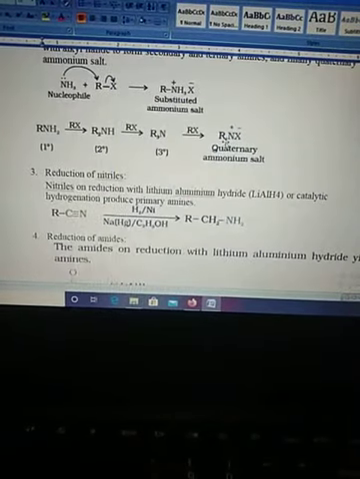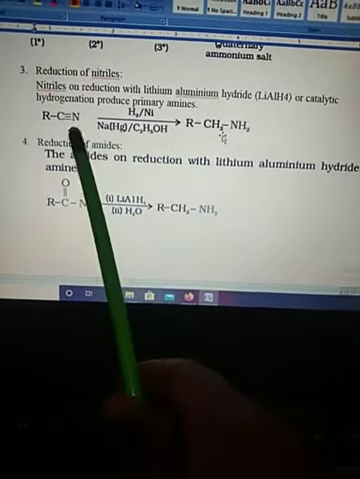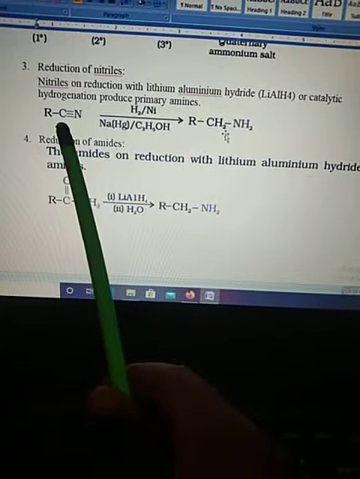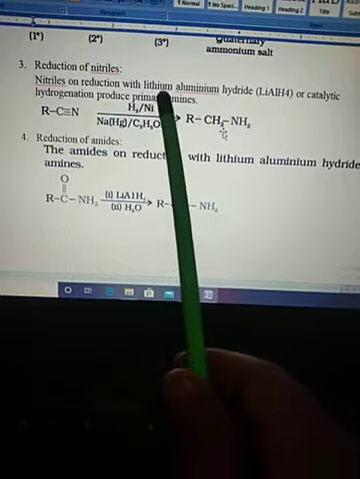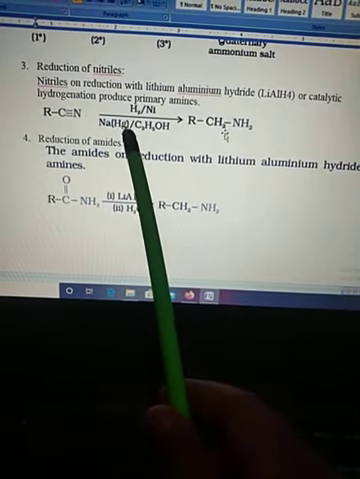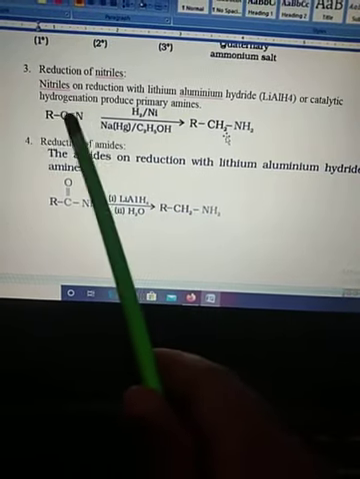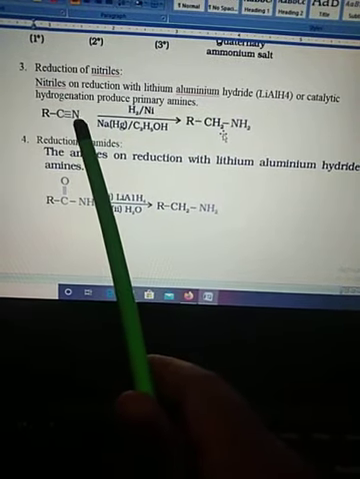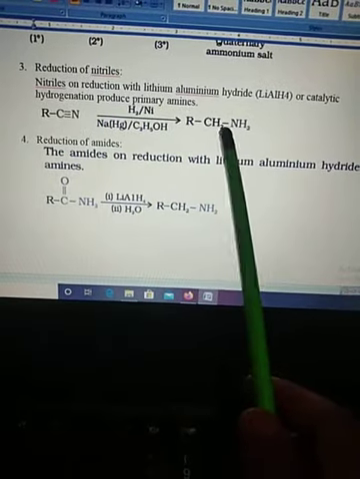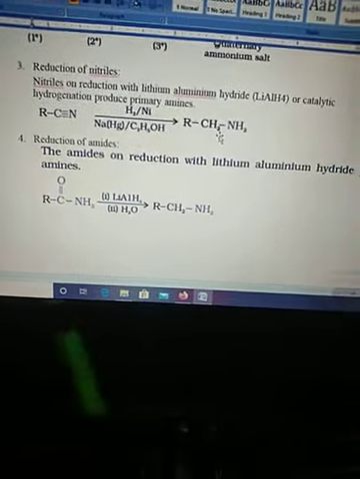The next method is reduction of nitriles. Nitriles means cyanide compounds having the CN group. So we can take alkyl cyanide. When you reduce it with hydrogen in presence of nickel, or you can take sodium amalgam in ethyl alcohol, it will form an amine. That means in this RC triple bond N, there will be addition of 2 hydrogen here and addition of 2 hydrogen here, so we'll get RCH2NH2. So we can get amines by the reduction of nitriles. Instead of this, we can also use lithium aluminum hydride. It is also a good reducing agent.